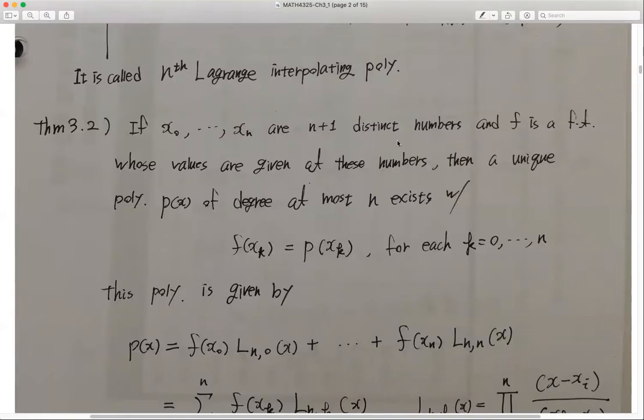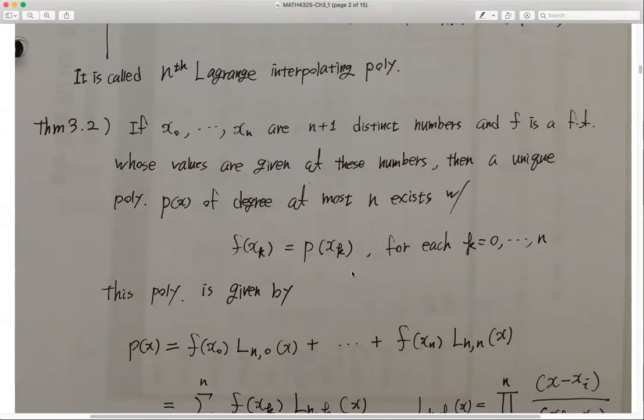So these are nodes, and f is a function maybe whose values are given at these numbers. I told you in reality we don't know f. We are only given the data, the x nodes and corresponding y coordinates, but say the y coordinate of these nodes can be expressed as f of xk. Then a unique polynomial p of x of degree at most n exists with f of xk equal to p of xk.